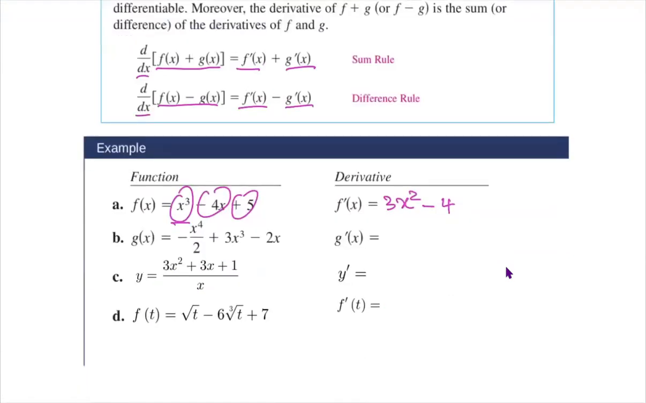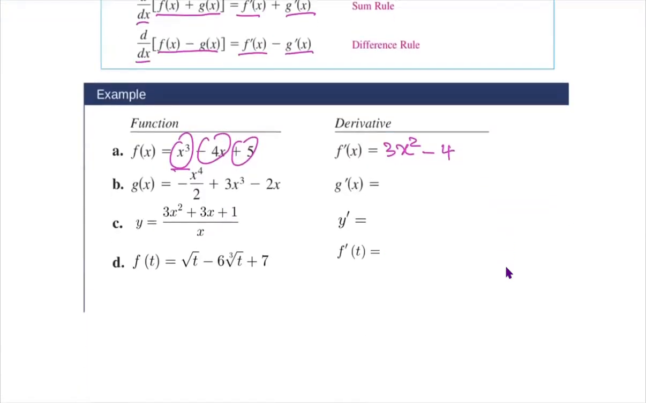Okay, next example. I have negative x to the 4th over 2 plus 3x to the 3rd minus 2x. So we would do the same thing as the previous example. So that's negative 1/2 x to the 4th plus 3x to the 3rd minus 2x.